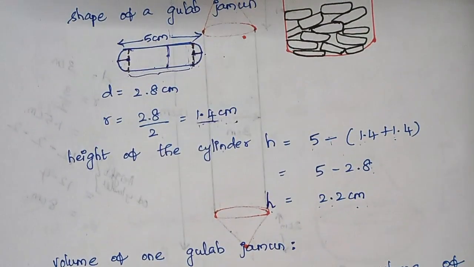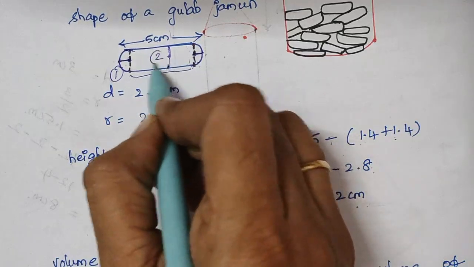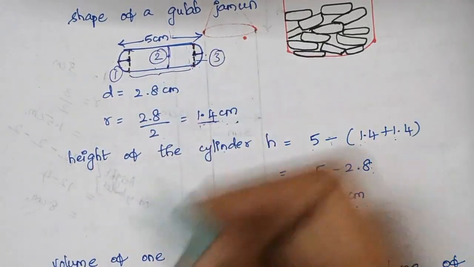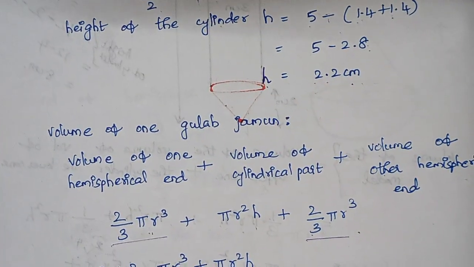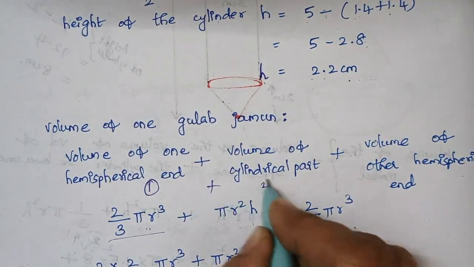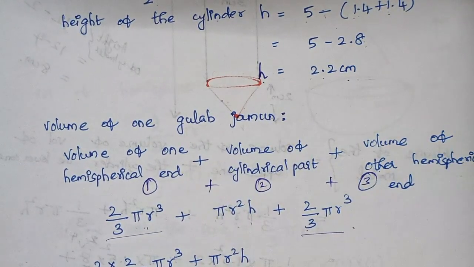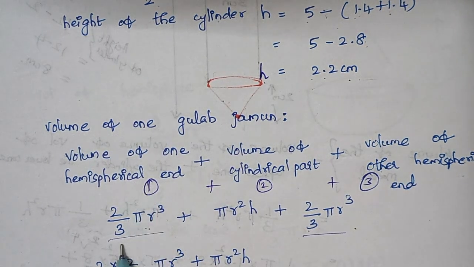So even you can mark these parts as, let this portion be 1, let this be 2 and let this part be 3, right? So here you have to add 1 plus 2 plus 3 to find the volume of a single gulab jamun. So here it is 1 and here it is 2 and here it is 3. So what is the volume of one hemisphere? It is given by 2 by 3 pi r cube.